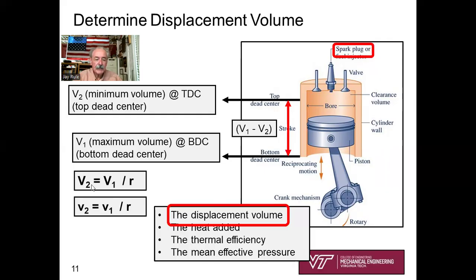Okay. I was given in the problem statement that the compression ratio was 8. And so remember that the compression ratio is the big Vmax over Vmin. So V2 is simply V1 over r. Easy. So V2 is 1/8 of V1. And I'm going to go ahead and calculate little v2 is little v1 over r. So I've got the displacement volume. Check.